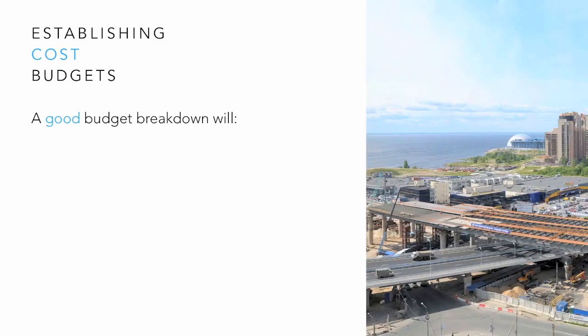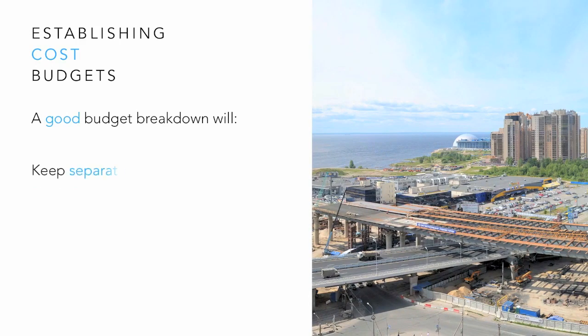A good budget breakdown will keep management overheads, indirect on-costs, quality assurance or control, insurance and interest charges and allowances, etc., all as separate line items, and group all items according to the project's procurement strategy, or regroup if it is changed.